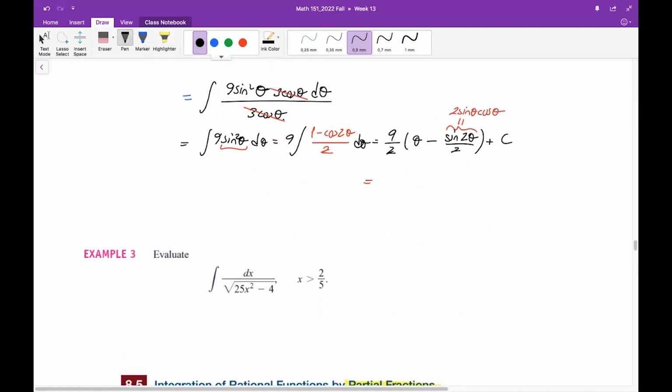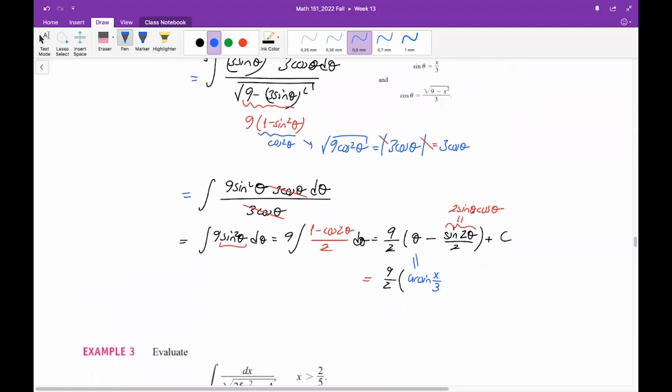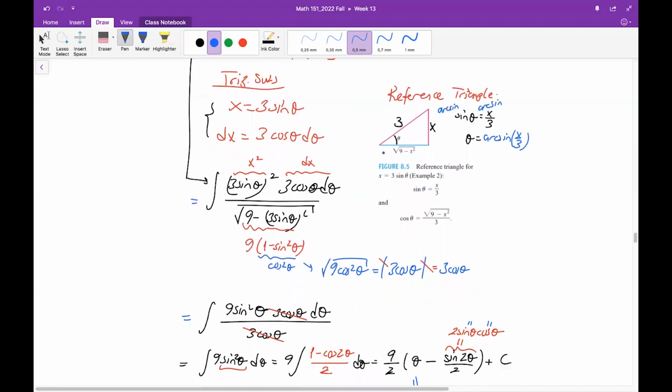Okay, so I started to turn back to the original variable x. 2 theta is arcsine of x/3, right? And here we have 2 times sine theta times cosine theta. Both can be read from this reference triangle. Sine theta is x/3.